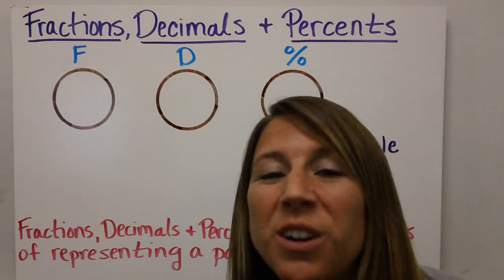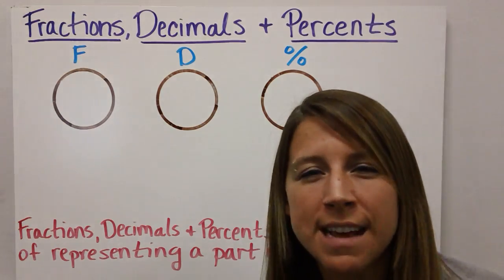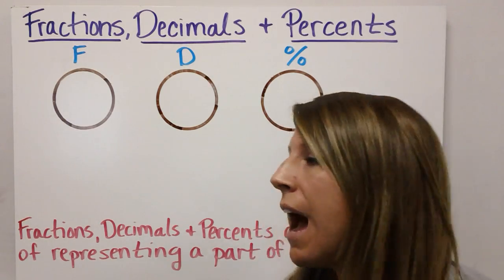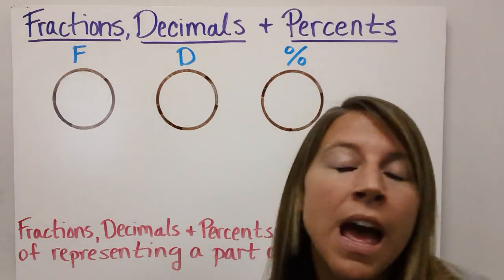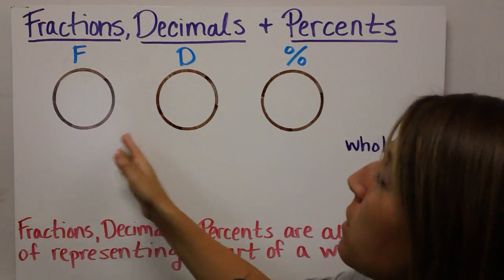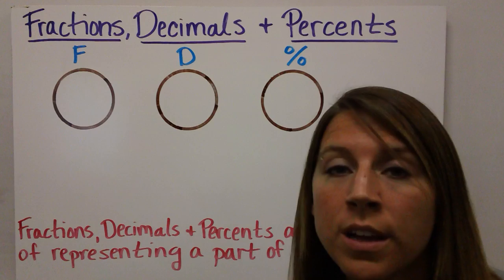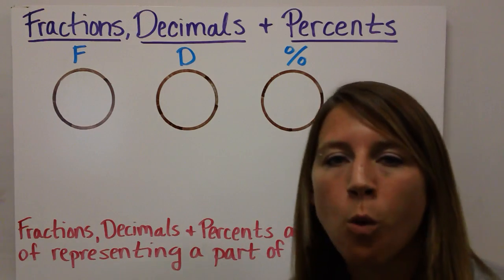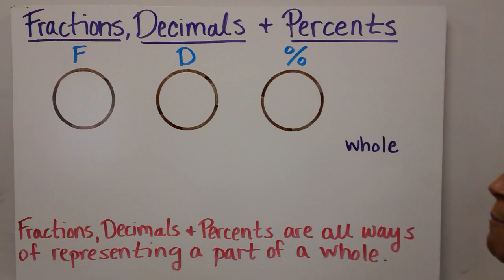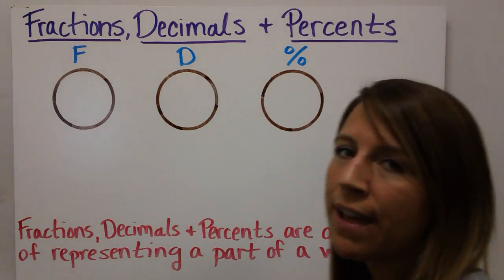In our lesson today, we are going to talk about fractions, decimals, and percents. Mostly how they relate to each other, how they're kind of the same idea, and then also how they differ. I'm beginning with three representations of one whole. We're going to use a circle to represent one whole. Now, fractions, decimals, and percents are all ways of representing a part of a whole.